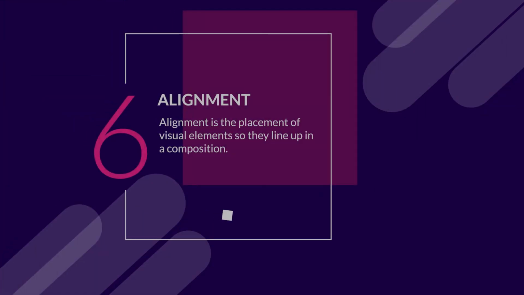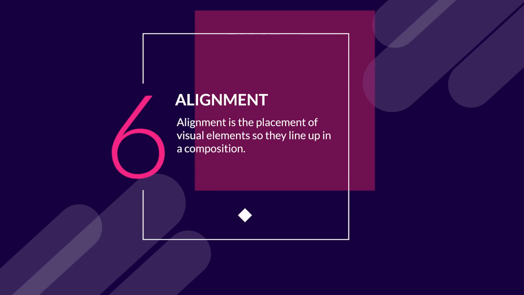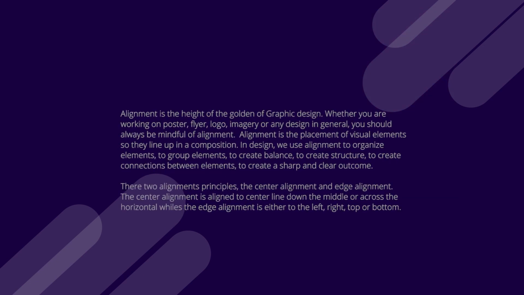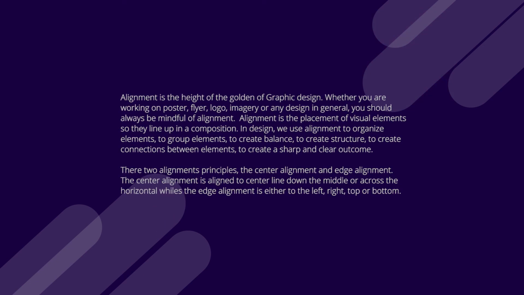The sixth principle on our list for today, and the last principle, is alignment. Alignment is the height of the golden rule of graphic design. Whether you are working on a poster, flyer, logo, imagery, or any design in general, you should always be mindful of alignment. Alignment is the placement of visual elements so they line up in a composition. In design, we should use alignment to organize elements, to group elements, to create balance, to create structure, to create connection between elements, to create a sharp and clear outcome.